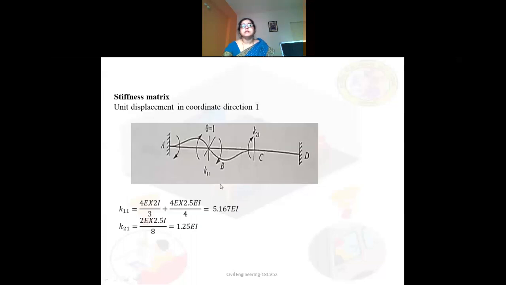Okay. So next, what do we have to do? I have to apply a unit rotation at coordinate 1, that is at support B, whereas all other supports, that is at supports A, C and D, are fully restrained. So only theta B is equal to 1, and theta A, theta C and theta D are equal to 0. Therefore, what is K11? That is the force developed at coordinate 1 due to unit rotation at coordinate 1.